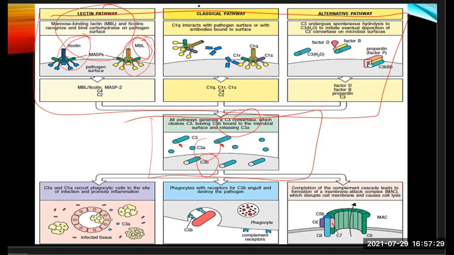While in the top center, we have the classical pathway. The classical pathway is triggered by binding of C1 either to the pathogen surface or to the antibody bound to the pathogen. C1 is composed of a complex of C1q, C1r, and C1s. So this is the C1 complex, because it's a complex of three subunits.